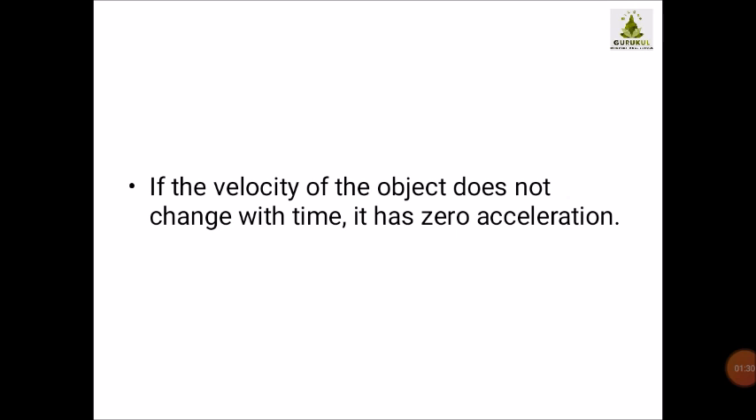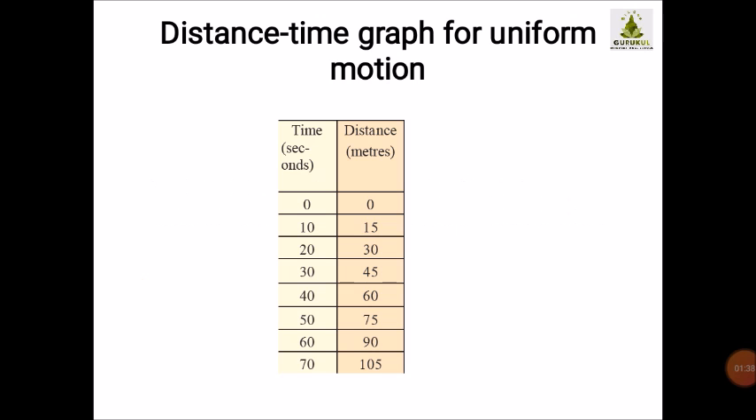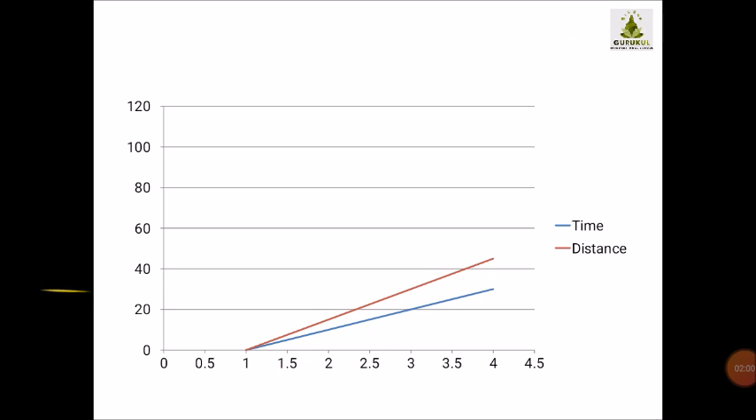In the situation when the acceleration is neither positive nor negative, then we say that it is having the concept of zero acceleration. Now here is the distance-time graph for uniform motion. The distance covered in meters is the same: in 0 seconds 0, then in 10 seconds 15 meters, 20 seconds 30 meters, 30 seconds 45. Means you can say that it is the graph for uniform motion.